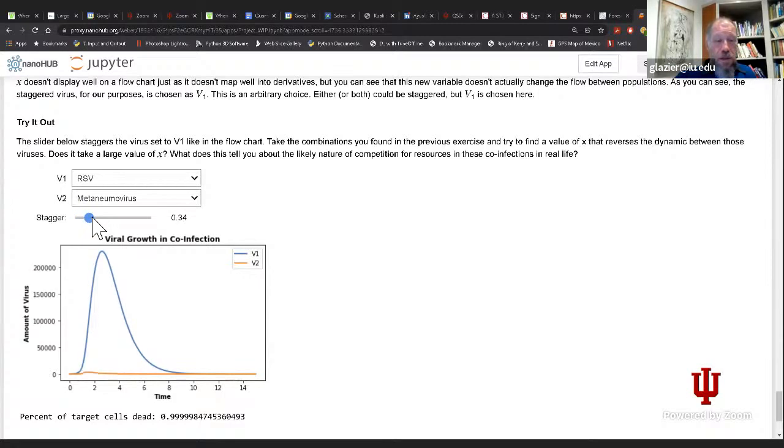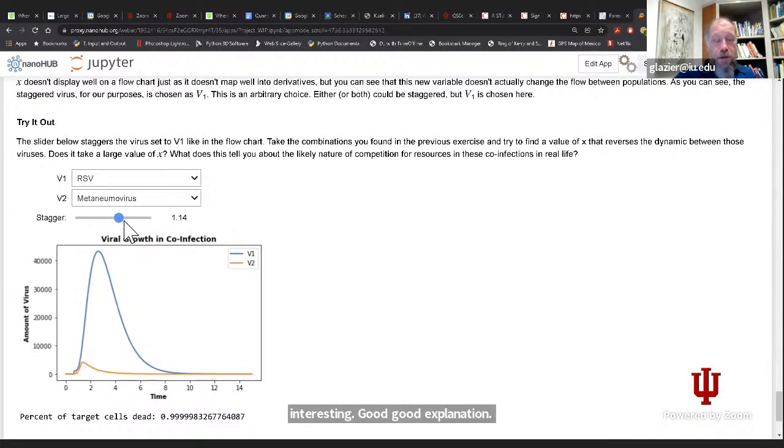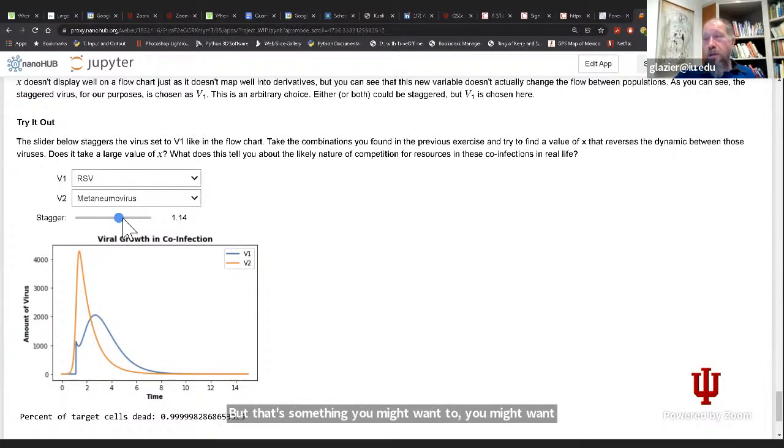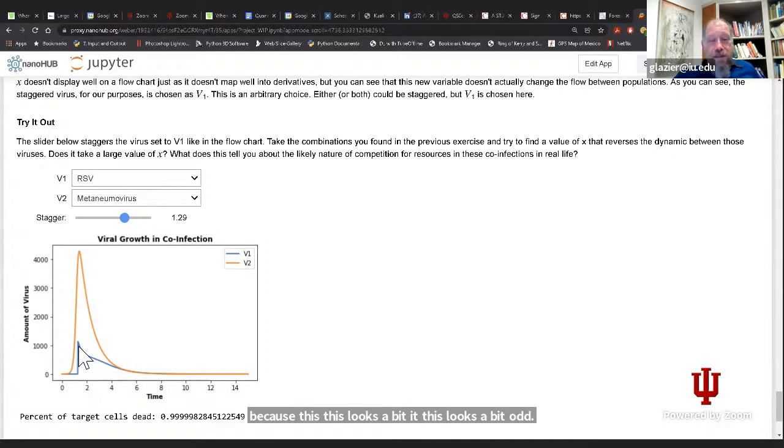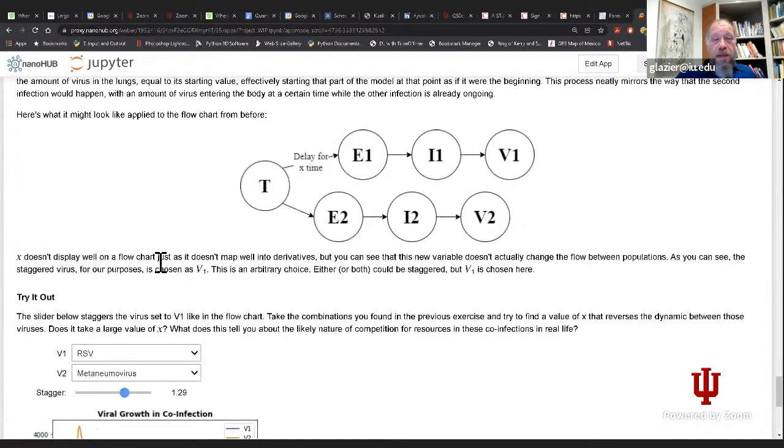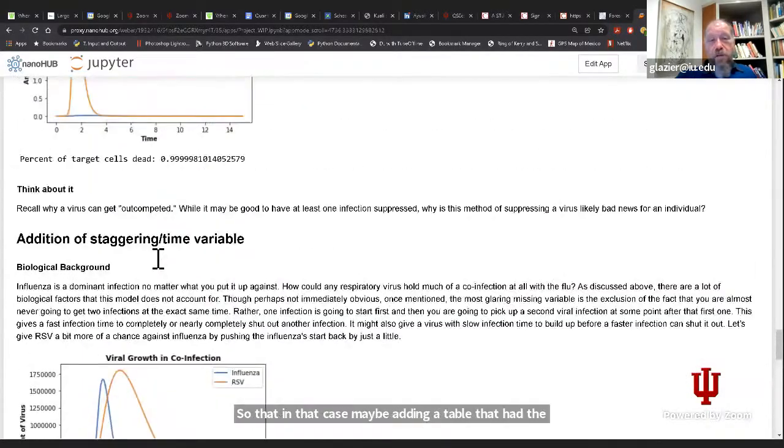Interesting. Good explanation. But that's something you might want to explain, either in the text of the document or in that supplemental, if you're doing a report, because this looks a bit odd. You would expect, as you say, that if you start out at 1,000 you're coming down. So maybe adding a table with the initial values under the different conditions and the parameter values. You very nicely showed the table of parameter values in your slides. That might be something you want to add to the app.